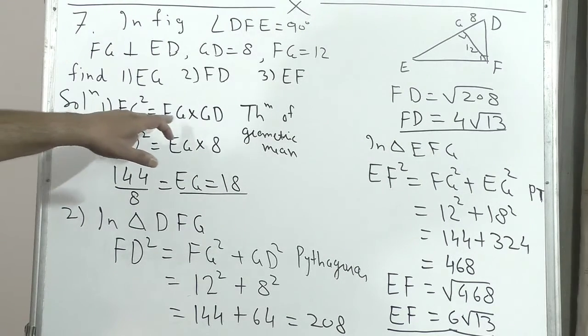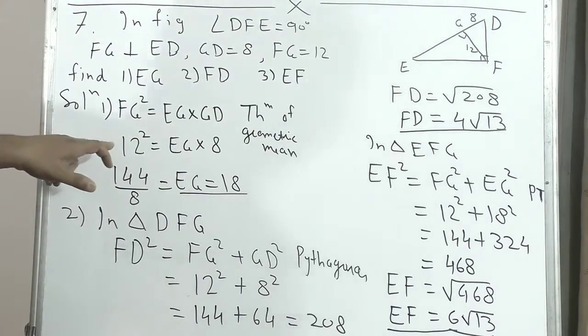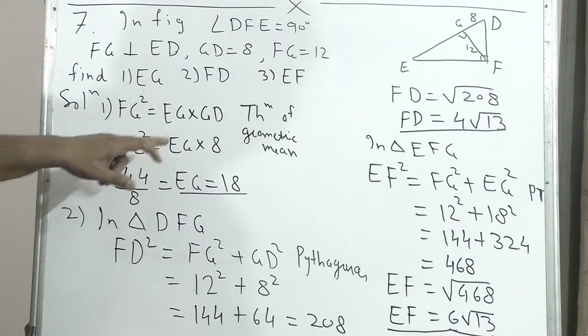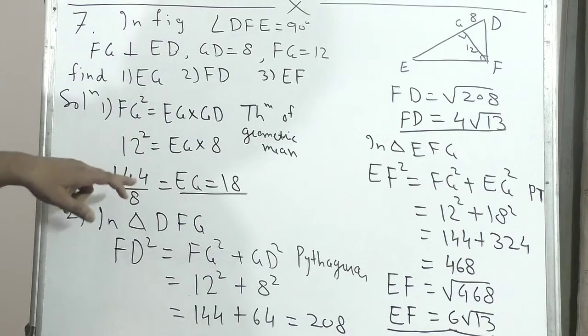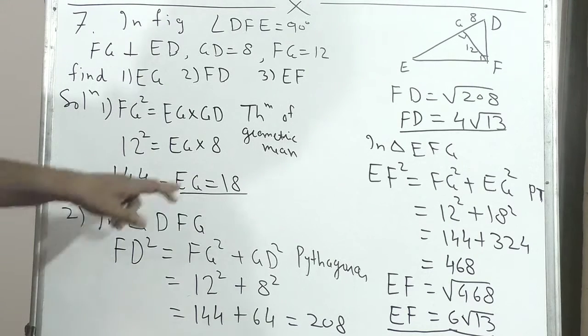FG square equal to EG into GD. So 12 square equal to EG into 8. 144 upon 8 equal to EG. Cutting, 18 eights are 144. EG is 18. First answer.